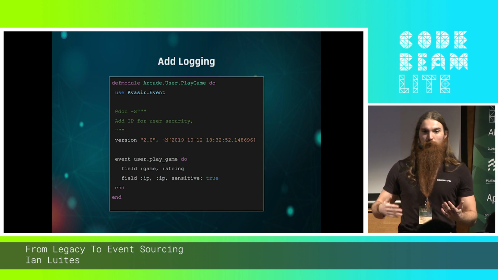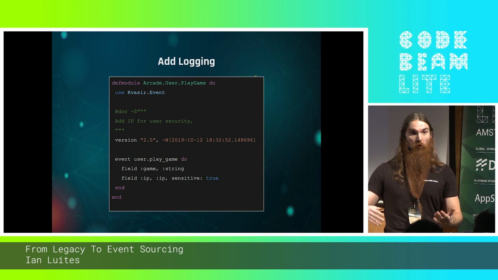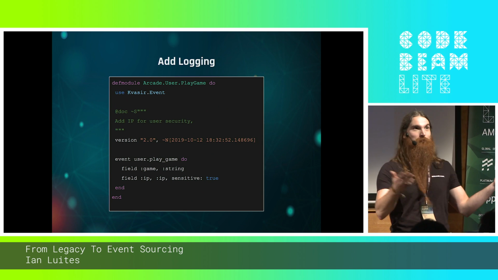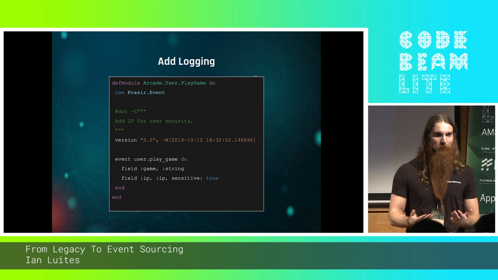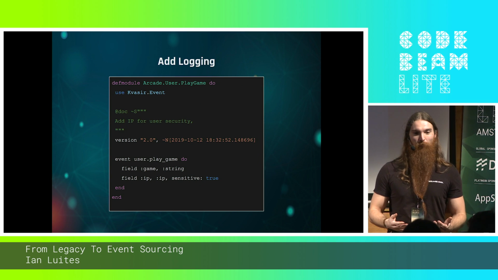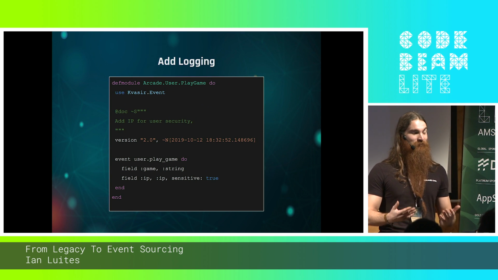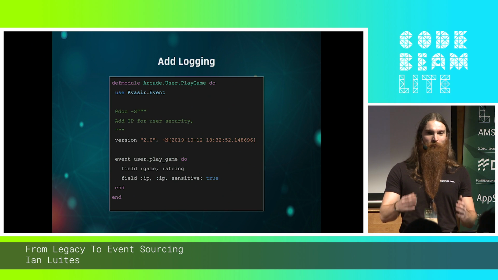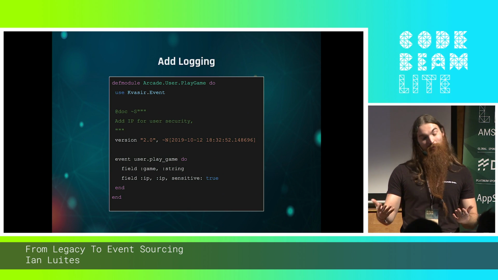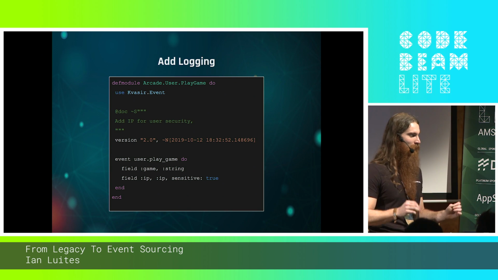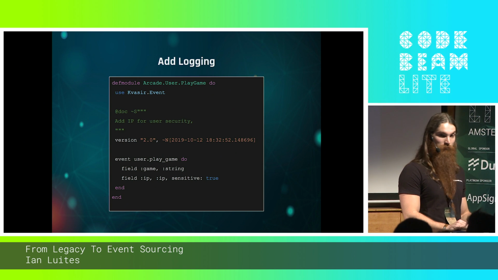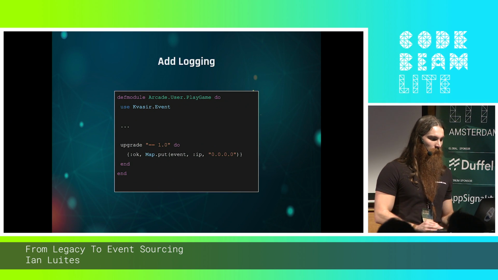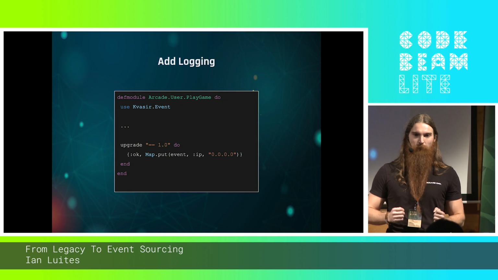But that just turned out to us naming things played game.v2 and that just became an ugly mess, because in your code you don't want to be looking at which version of the event we're working with. No, we have the played game event, might be newer, but we don't want to go around renaming it. So to solve this, there is also the option to create upgrade blocks.